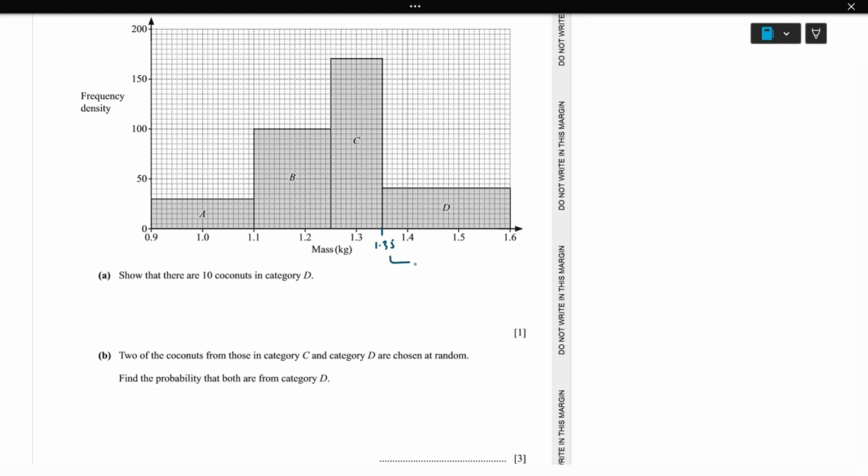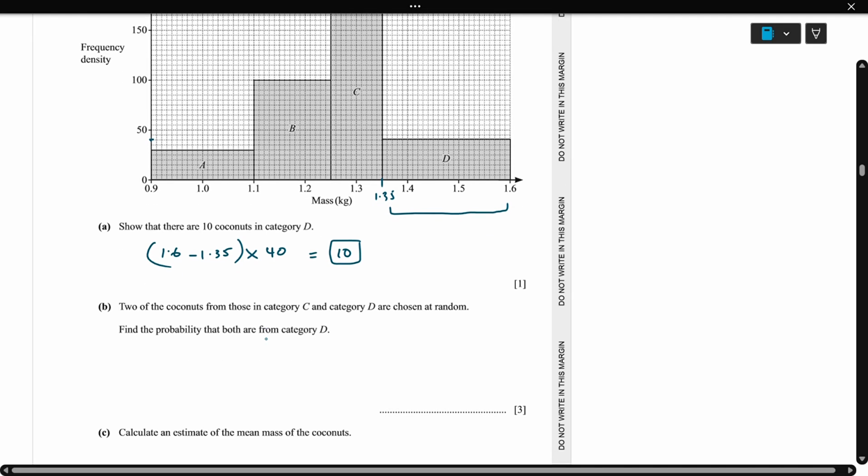Okay, so we need to find this distance, which is 1.6 minus 1.35, the distance times the frequency density. So this is going to be here 10, 20, 30, 40. This is 40, which is equal to 10, as we proved. So we needed to show it is 10, and we showed it.